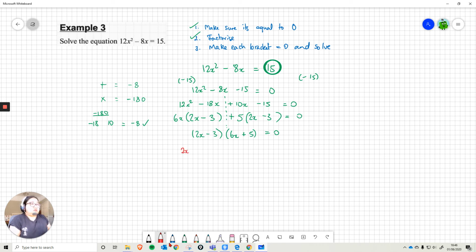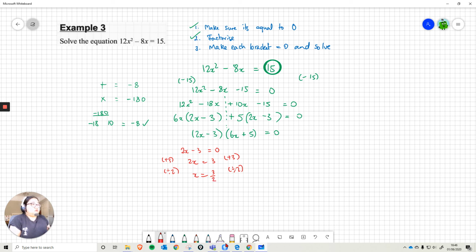So 2x minus 3 equals 0. Add 3 to both sides. 2x equals 3. Then divide by 2. x equals 3 over 2.